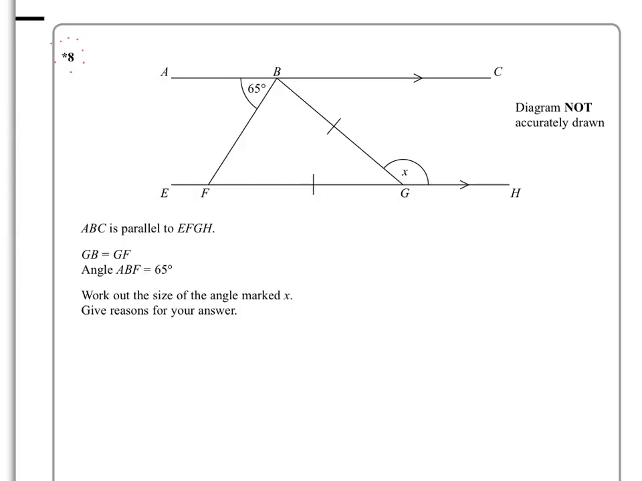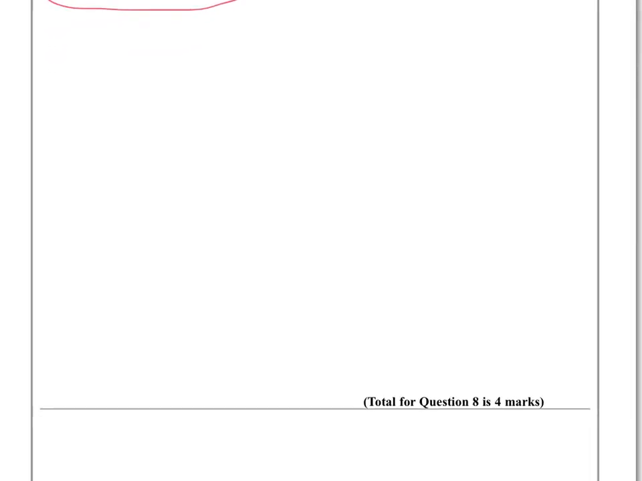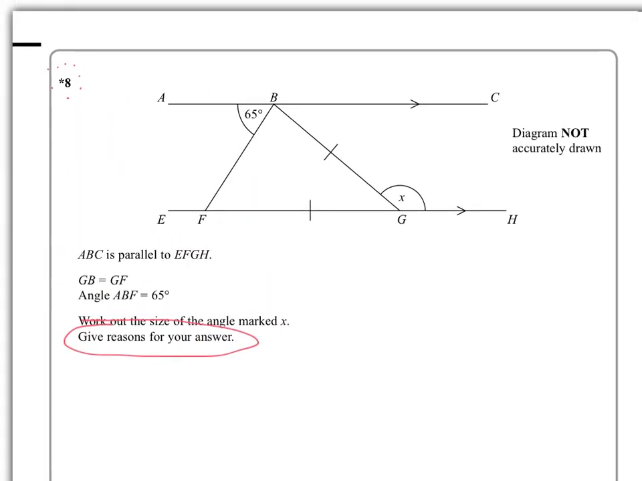Okay, number 8, bit of a tricky one. What's nasty about these questions is give reasons for your answer is always difficult. It's worth 4 marks, and usually on a 4-mark question like this, there'll be 2 marks for actually getting the right answer and 2 marks for giving the reasons. So let's see what we can do. We're trying to work out the size of angle x down here.